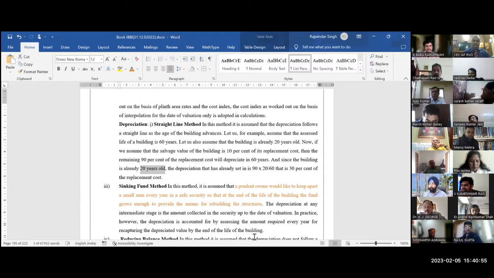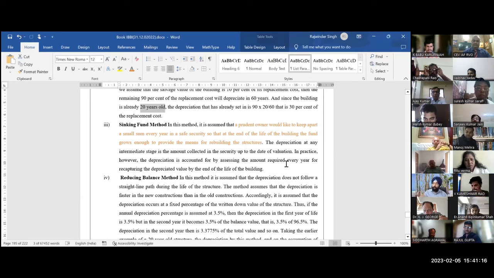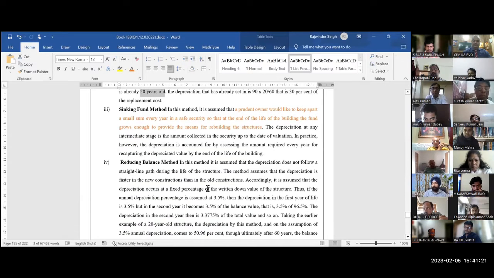If you calculate it for 50 years, it will be 75%. Means every year depreciation will be 1.5%. But in the linear percentage method, reducing balance method, and WDV method, what happens? Depreciation is applied on the reduced value, reduced percentage. So in the first year, if it is 100%, let us suppose you apply 3.5% depreciation. First year, it will be 100 minus 3.5, 96.5% will be the remaining cost.